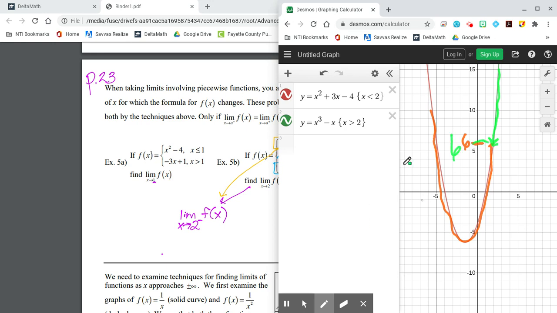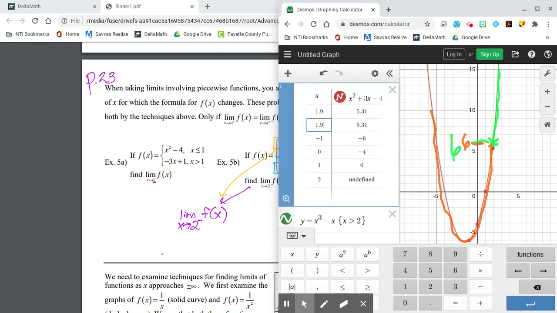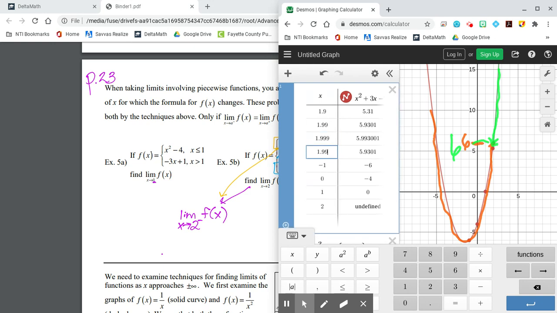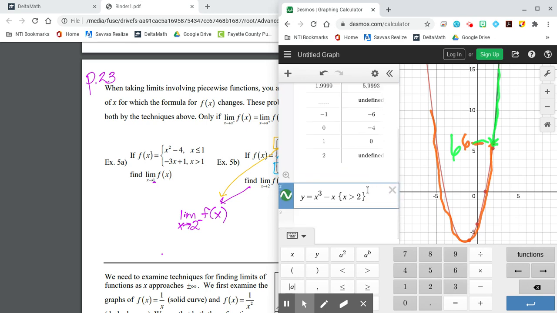And then again, if I want to, I can grab the table for each one. If I want to approach 2 from the left, I can type in like 1.9, 1.99, just to double check to make sure that what I'm seeing on the graph is actually what I'm seeing. So as the x values approach 2, the y values are 5.3, 5.93. These y values get really close to 6, which is what I labeled on my graph. And then let's grab the table for the other one just to double check.